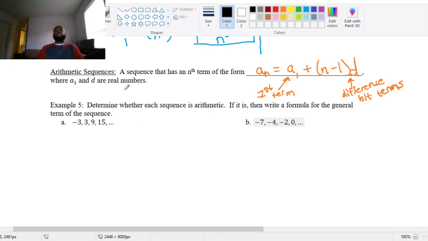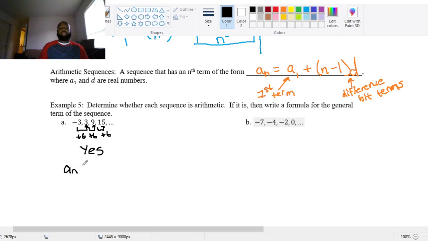So in this example, we're going to determine whether each sequence is arithmetic. If it is, then write a general formula for it, right? And so I'm going to look at these numbers here, negative 3, 3, 9, and 15. Notice here, for me to go from here to here, I have to add 6 units, right? I'll do 3 minus negative 3, which is a 6. 9 minus 3 is a positive 6. 15 minus 9 is a positive 6, right? So yes, this is an arithmetic sequence, right?